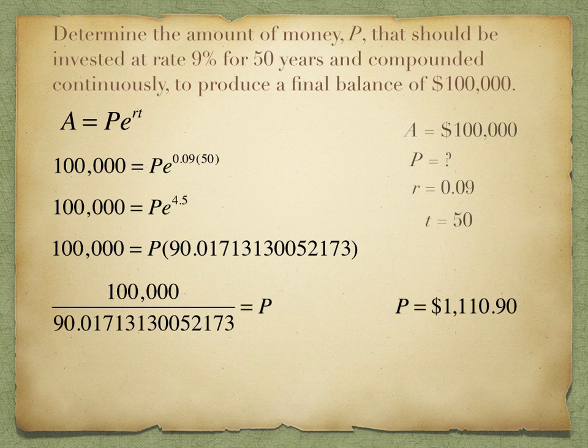All we would need to invest is $1,110.90 in order to produce the final balance of $100,000 if we keep the money in the account for 50 years at 9%, compounded continuously.